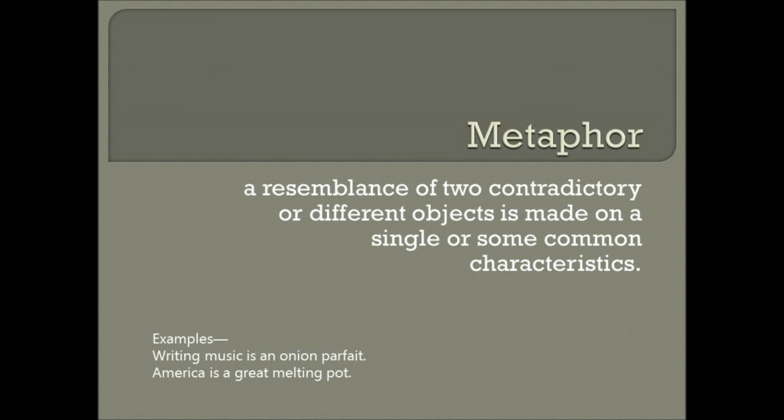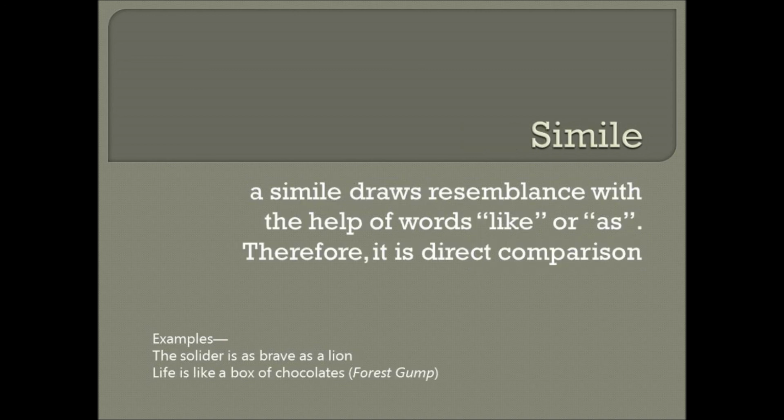Metaphor. You guys are pros at this, but just for the sake of doing it. A resemblance of two contradictory or different objects is made on a single or some common characteristics. For example, writing music is an onion parfait. That's a story I'll tell you one day. And the second, America is a great melting pot. America is not a melting pot, it's a country. It's a metaphor.